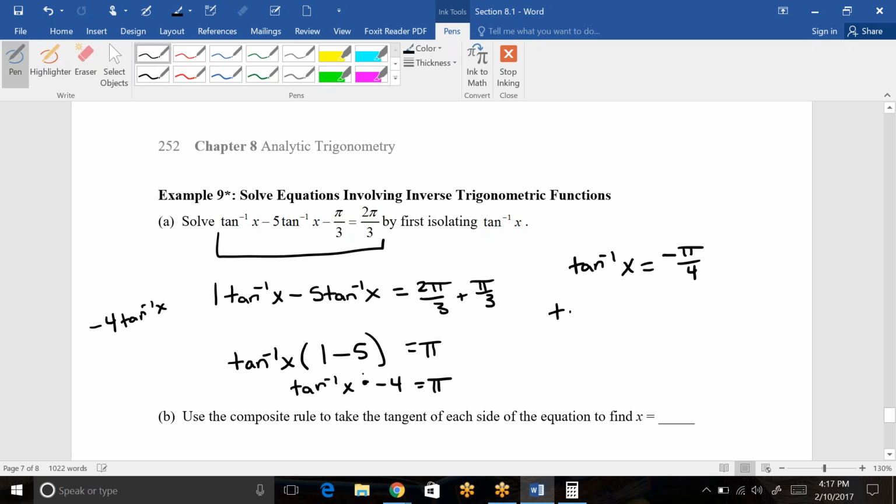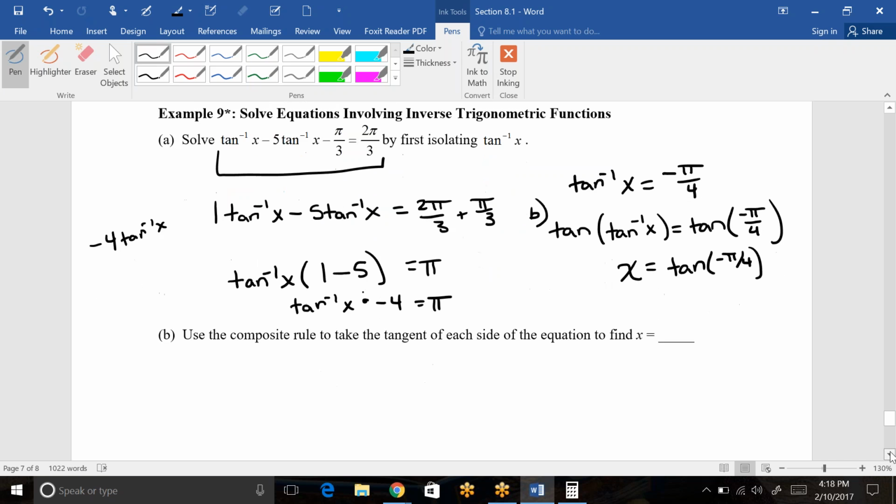So we need to take the tangent of both sides to be able to do that. So tan and tan inverse are inverses of each other, so we just get x. On this side we have tan of negative pi over 4. And then we would say, okay, and by the way, this is part B from over here. So here's where part B has started. I took the composite rule of both sides. So we just need to figure out what is tan of negative pi over 4.